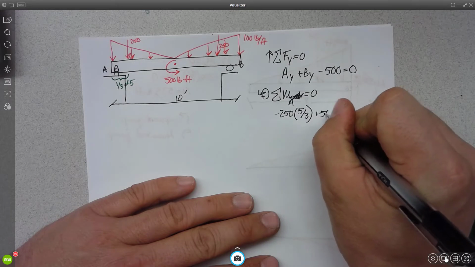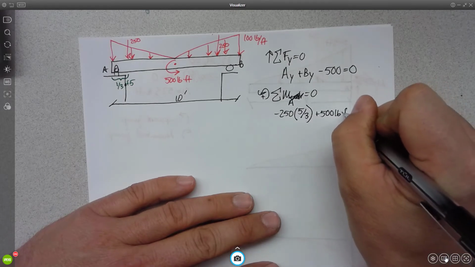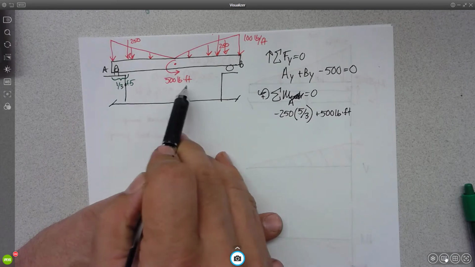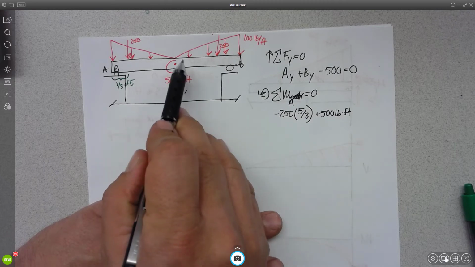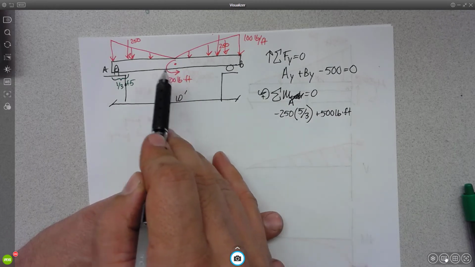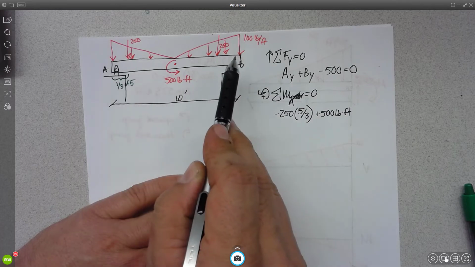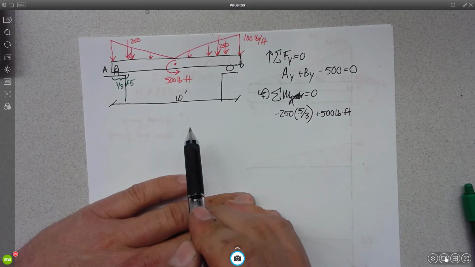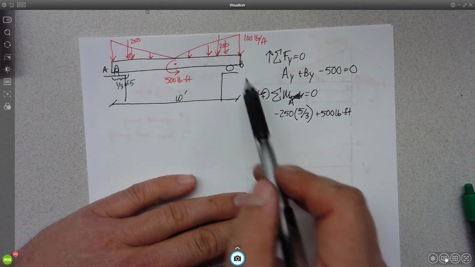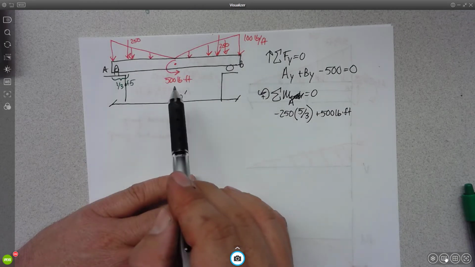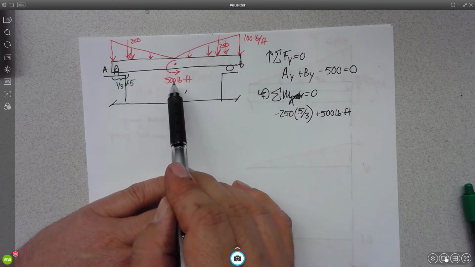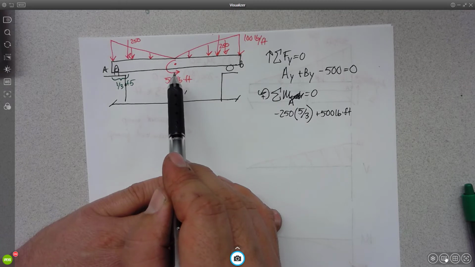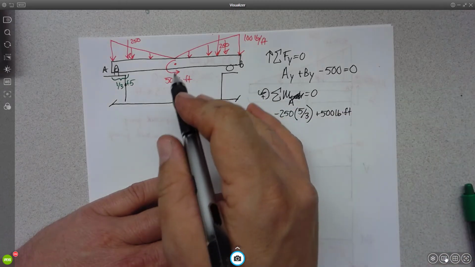Plus 500 foot-pounds, it looks like, or pound-feet. Do I need to say times 5 feet here? No, because it's a couple, right? For my moment equation, it wouldn't matter whether this was applied here, or there, or over here. Does it matter when I look at my regions or I do my plot? You bet it matters. So as far as finding the reactions, the external loads to keep this in equilibrium, the location of this is unimportant. As far as determining the internal loads in the beam, the location of this matters.